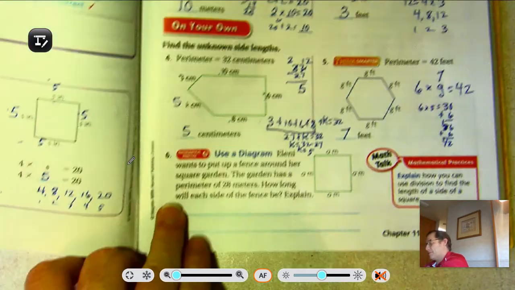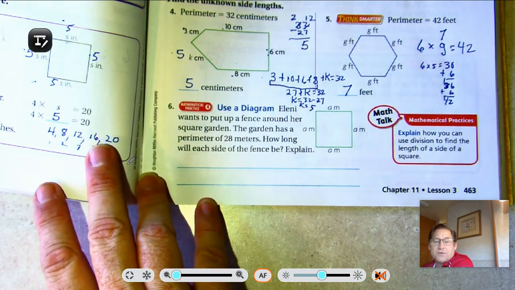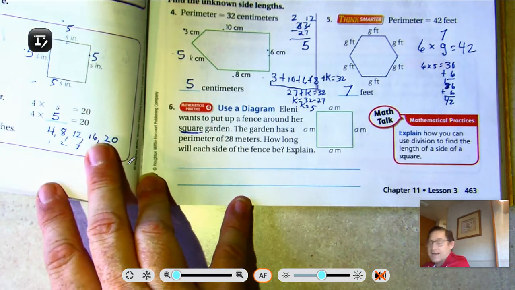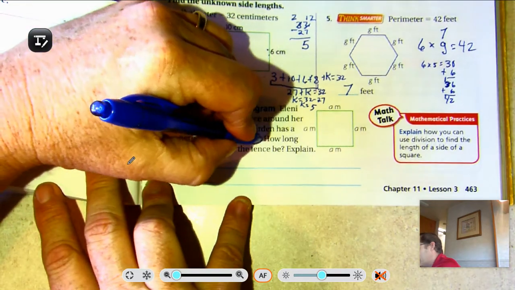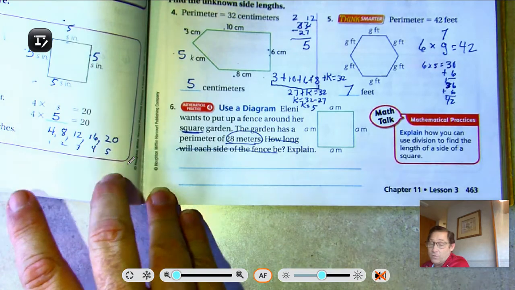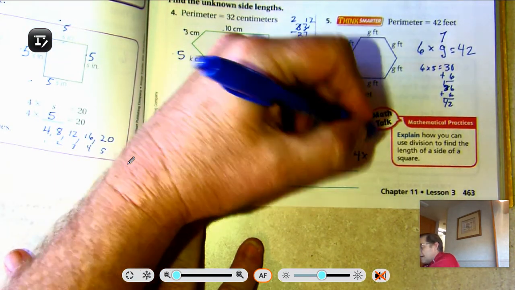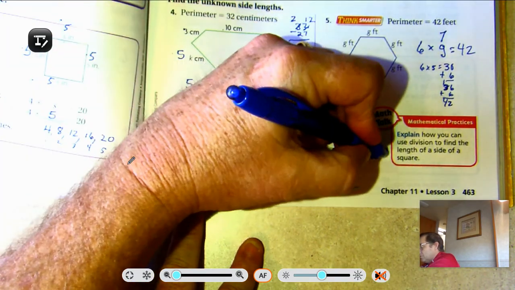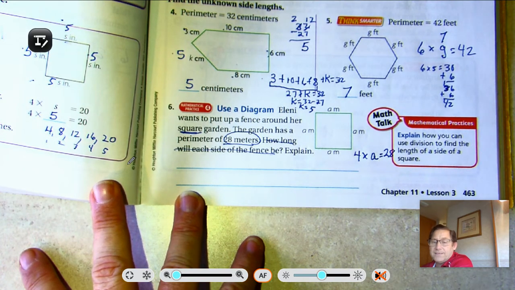All right. Number 6. Eleni wants to put up a fence around her square garden. The garden has a perimeter of 28 meters. How long will each side be? Okay, well, it's a square. All sides are equal. So 4 times A in this case equals 28. So 4 times what is 28?